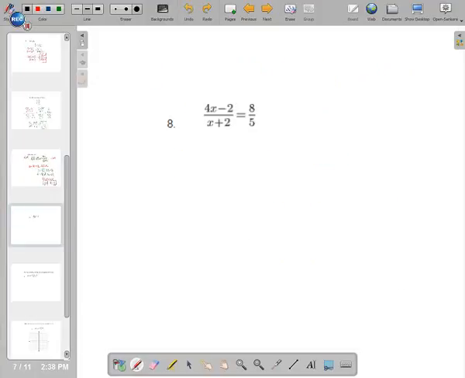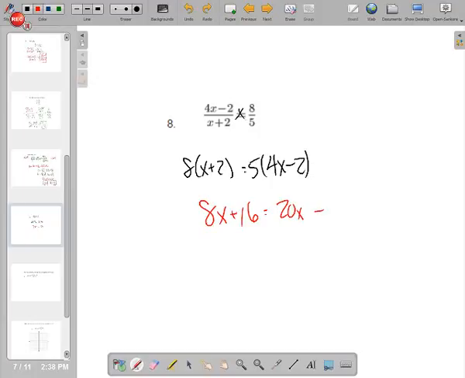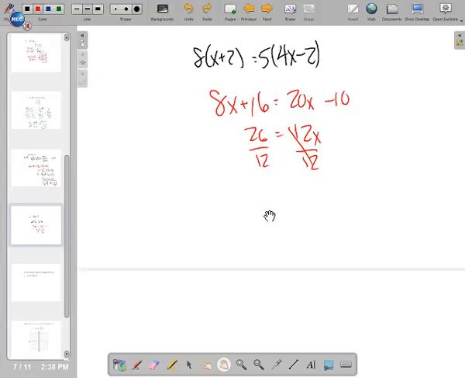This one, though, you don't really need to get a common denominator. You just need to cross multiply. So 8 times x plus 2 equals 5 times 4x minus 2. So this is pretty straightforward. You just got to get everything on one side. So there's going to be 12x equals 26, which is 26 over 12. Those are both even, so 13 over 6. x equals 13 over 6. If you want a decimal, that's fine. You can keep it exact. You're going to have a repeating decimal.